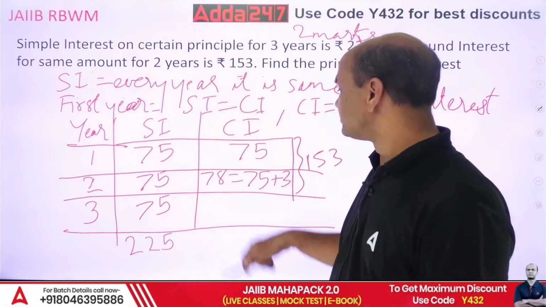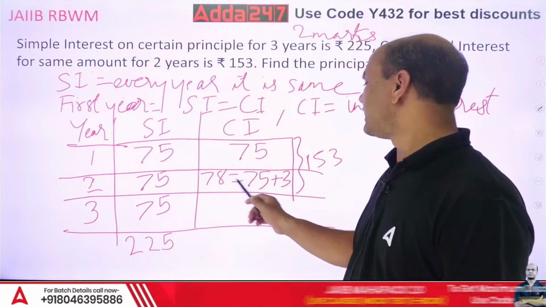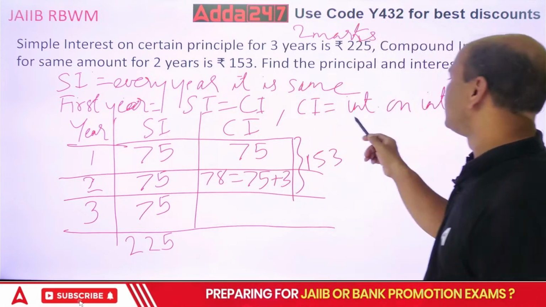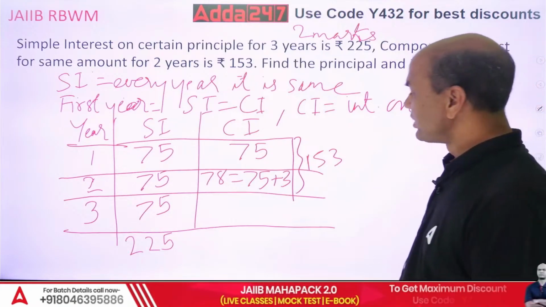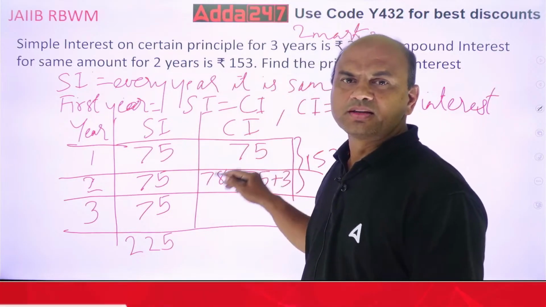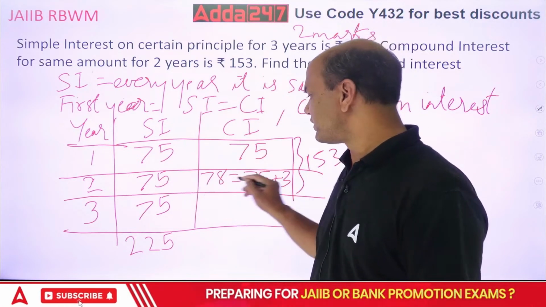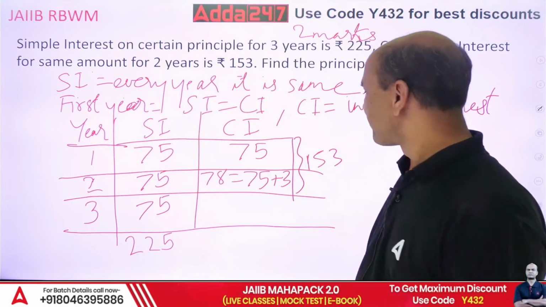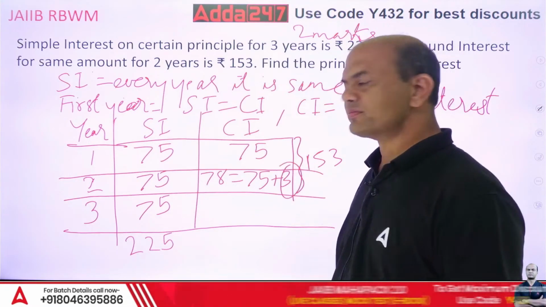Okay. So 75, then 78, 75 plus 3. Now this third part will be checked. Interest on interest. Now what is this 3 rupees? See, 75 was the same over here. Next year also I should have got 75 only. But I got 3 rupees extra. Why this 3 rupees extra?